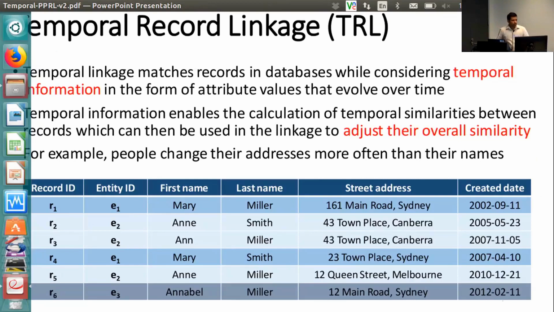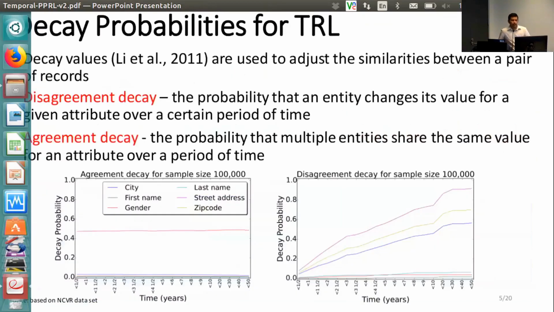The idea behind how you incorporate these temporal changes into the record linkage process is by calculating the probabilities of how often these changes occur in your dataset. So in 2011, Lee and others introduced this concept known as decays, and decays is just calculating how often a person might change his or her attribute values, or how often two or more people share the same attribute values.